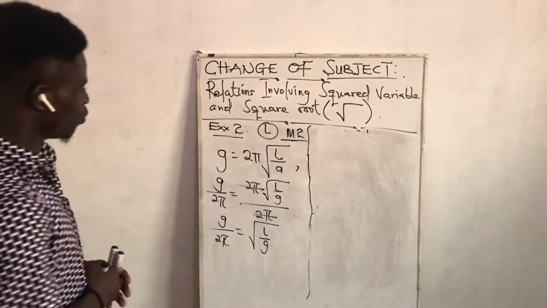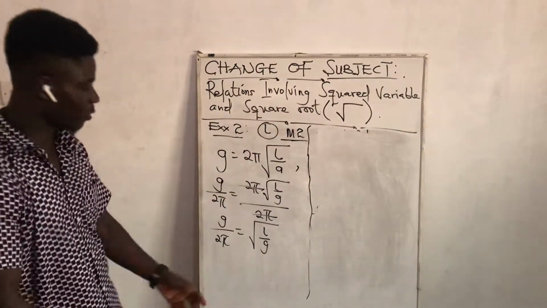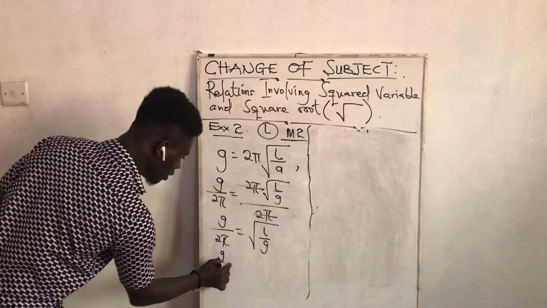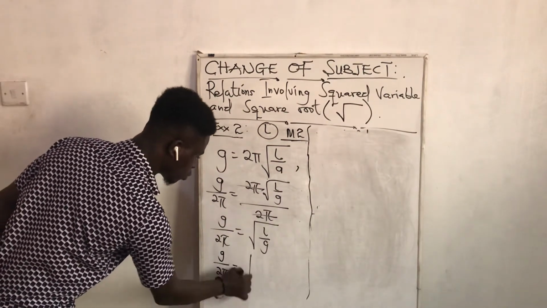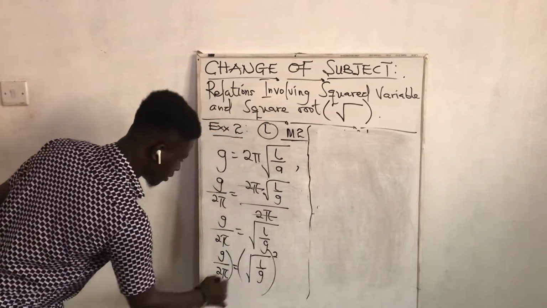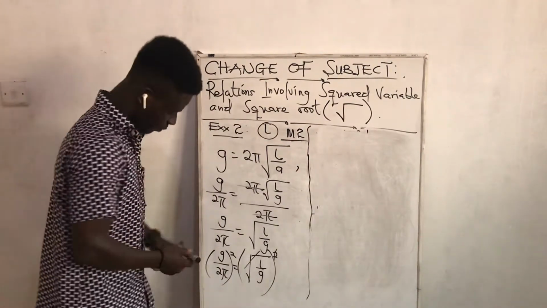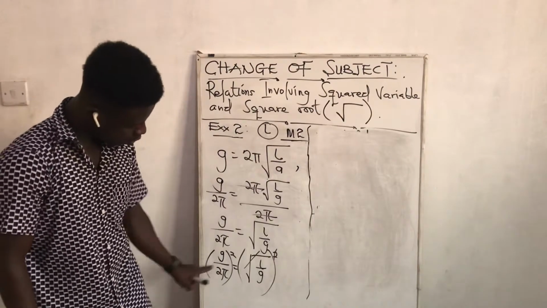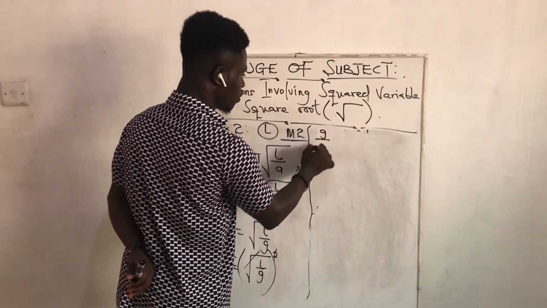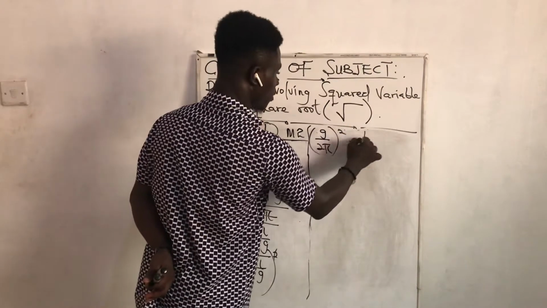So now, what do we do here? We have to square both sides of the equation to remove the square root. So now, G on 2 pi equals square root of L on G. So now square here, then square there. So this square cancels that. Now G on 2 pi, squared, equals L on G. So I have G on 2 pi, all squared, equals L on G.